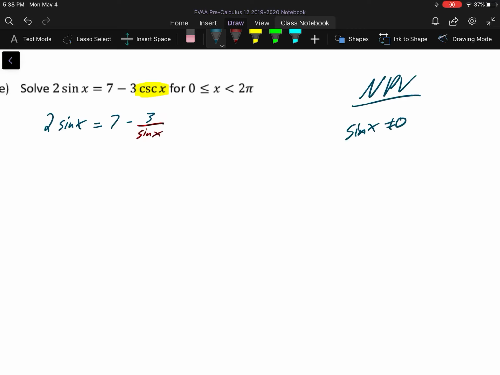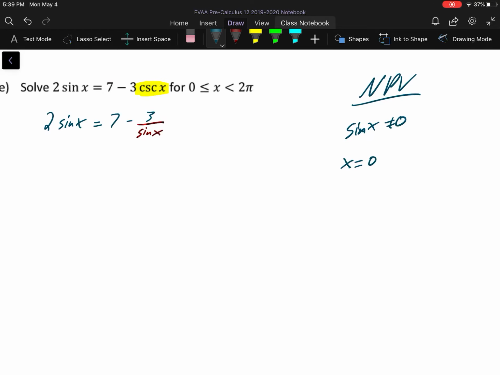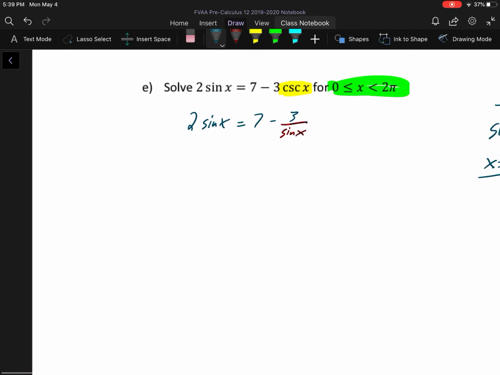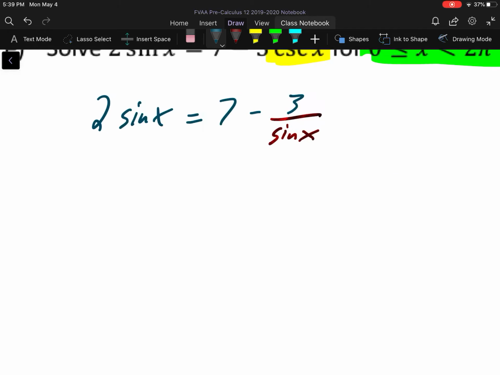So where is sine x equal to 0? Because then we just have to find solutions that aren't there. Sine x is equal to 0 at 0 and at pi, according to our domain. So x cannot equal these two things. All right, we got our non-permissible values. Let's keep going here.